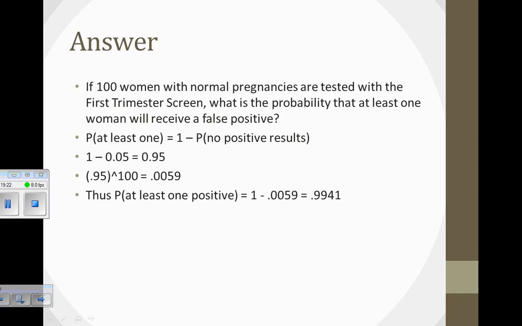So this one's a little bit different. So if you have 100 women with normal pregnancies that are tested, and you want to know what's the probability that there's at least one woman who will receive a false positive. So at least one would be 1 minus the probability that no positives happen. So no positives happen would be 0.95. So you could take your 0.95 to the 100th, multiplying it out 100 times by itself, and this would be the probability of none of them being positive. So the probability of at least one positive would be 1 minus that. So these are none are positive. Okay?